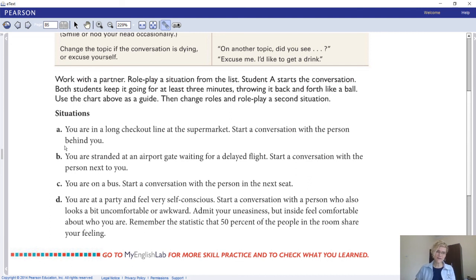Like here, you have a situation: you are in a long checkout line, queuing at the supermarket, and you start a conversation with the person behind you. What would you say? In Zoom, let me try it out if we have enough time. Other than that, maybe you can try it out with your friend.